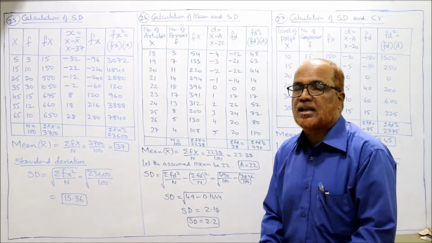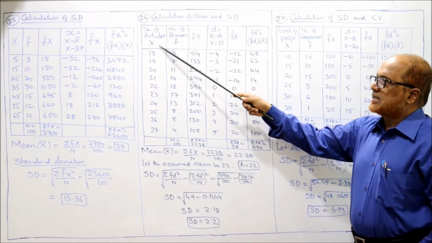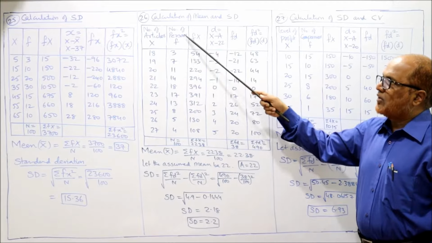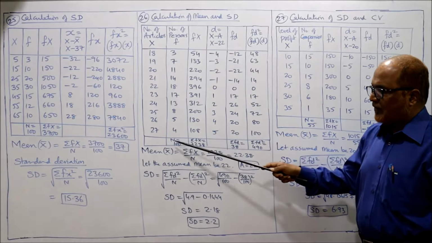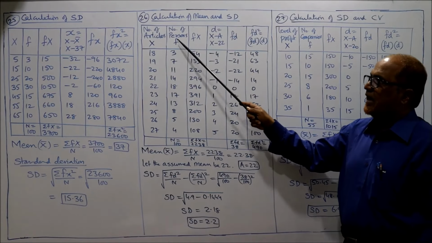Again, it is a discrete series. Calculation of mean and standard deviation. Number of articles x: 18, 19, 20, 21, all the values given. Number of persons, frequency: 3, 7, 11, 14, 18. The total of the frequency n is equal to 100. Now the first thing, multiply f into x.